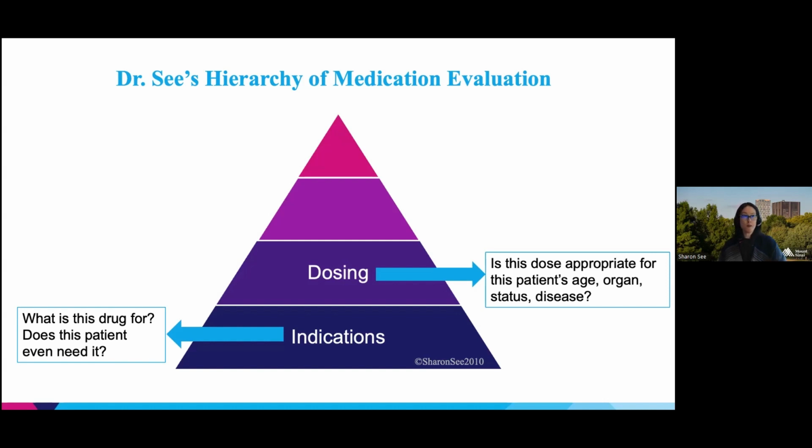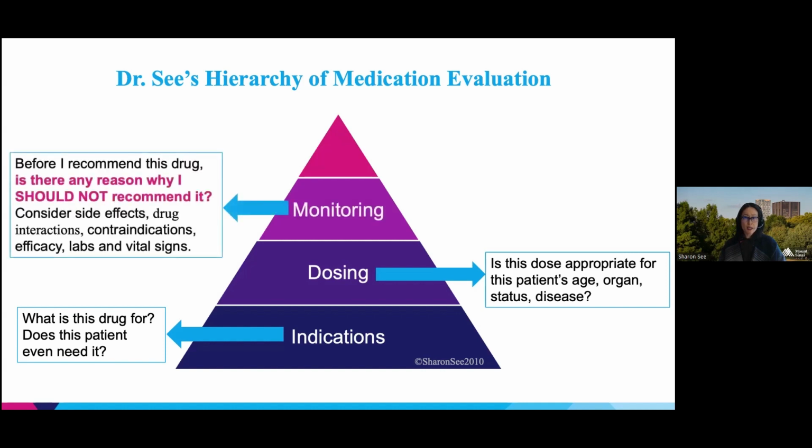So we can continue on to the next level of this hierarchy. To me, this is one of the most important questions that you need to ask when you are prescribing or looking at a patient's medication list. And that is, before I write this prescription, before I make this order, before I approve this order, is there any reason why I should not give it?